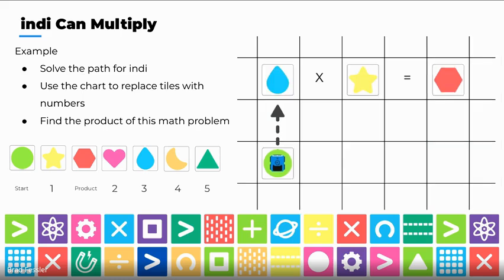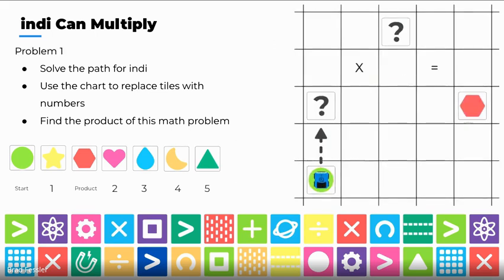All right, so here's our answer, what it looks like. We got that 3 times 1 equals 3. All right, so go ahead, solve that problem now.